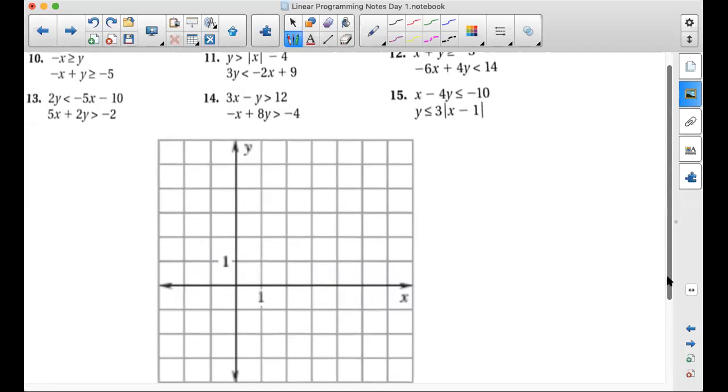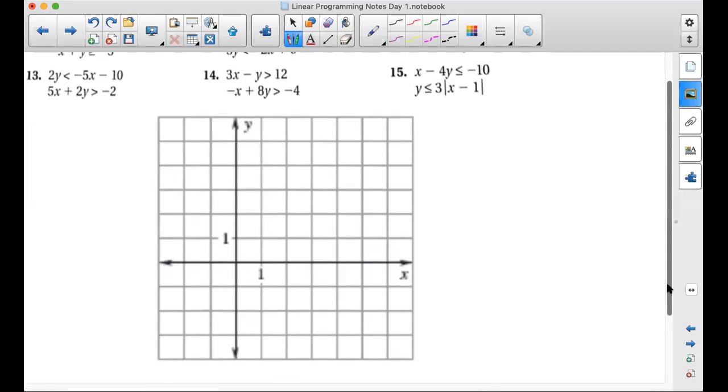All right, so 15. For 15, our second equation is already in y equals form. Our first one is not. So we need to get it in y equals form. So what's the first thing we should do here? Jaden, what's the first thing you did here to get it in y equals? Move x to the other side. Cool.